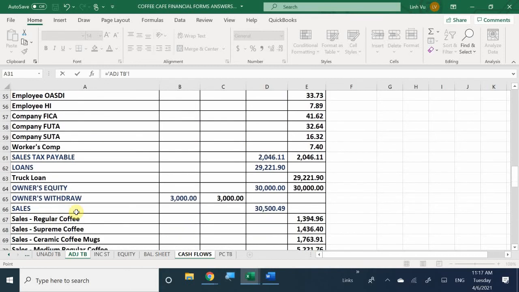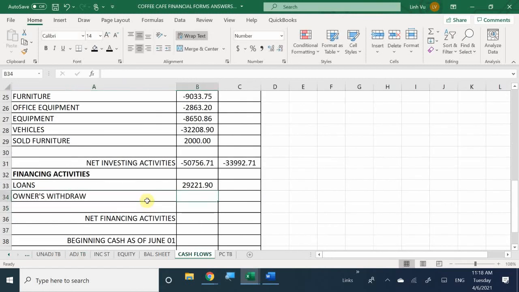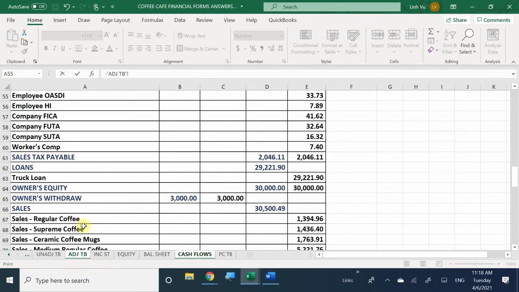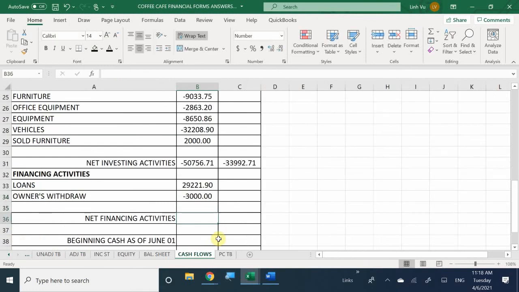So in this case, we're going to locate my owner's withdrawal. Oh, I think I have the account. Yep, owner's withdrawal. And this time it's going to decrease because I took money away from the company, right? So it's going to be a negative 3,000. So once again, let's go ahead and add these two values up together. So what is my total financing activities?